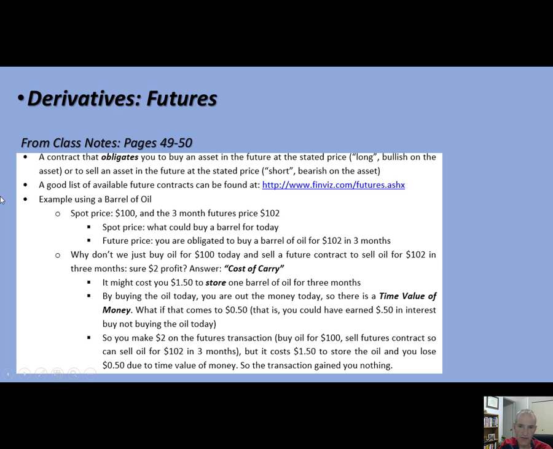So let's look at futures. We're not going to spend as much time with futures as we do for options, and the main reason is futures are simply another way of buying an asset. You can go out and buy oil. If you've got room in your backyard, you want to buy 1,000 barrels of oil and stack them up, you can buy the oil itself. Or you can do futures on the oil.